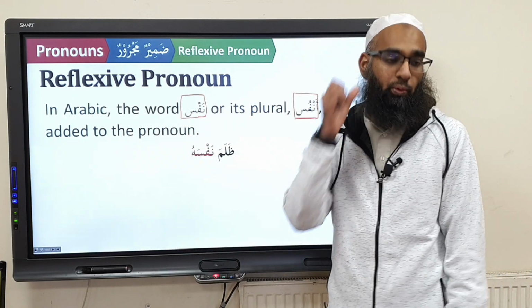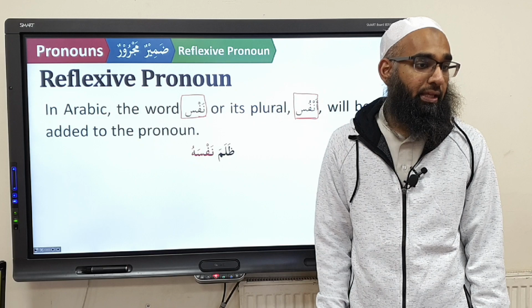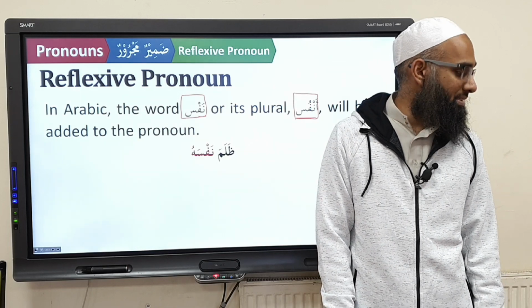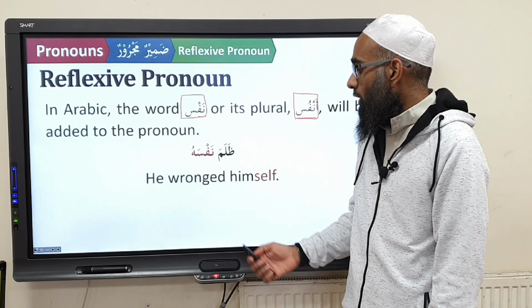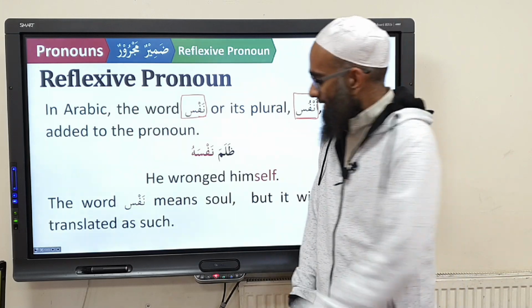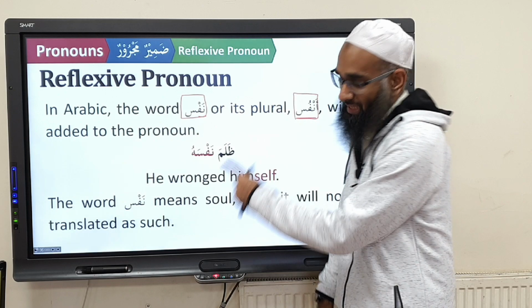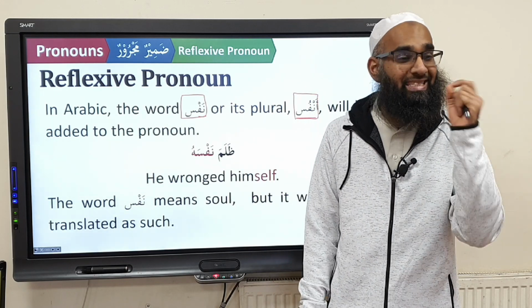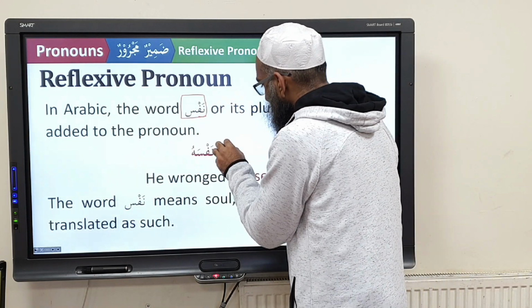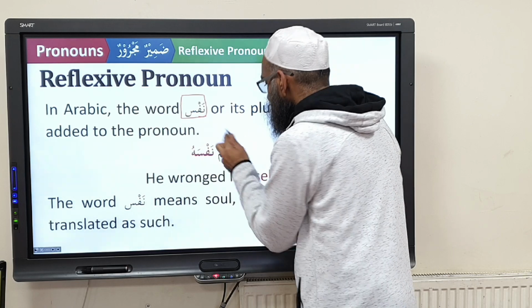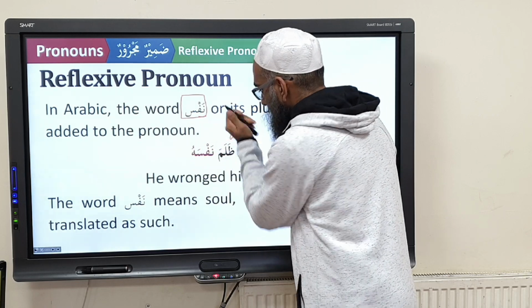ظَلَمَ نَفْسَهُ. So, he wronged or he oppressed himself. You don't have to say he oppressed his soul. The word nafs literally means soul. You have a nafs, you have a soul. But when it comes like this, you don't translate it as soul. You translate it as self. So ظَلَمَ, the fa'il is a zamir. So right here, ظَلَمَ is the fa'il. Oh, red and blue, my mistake.